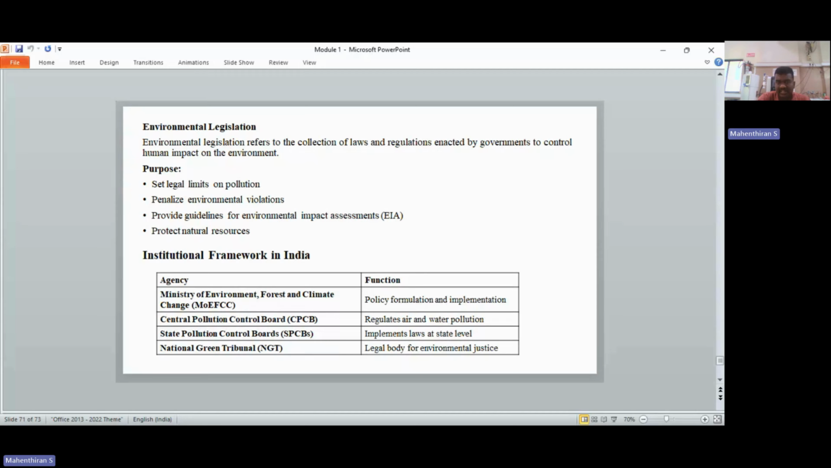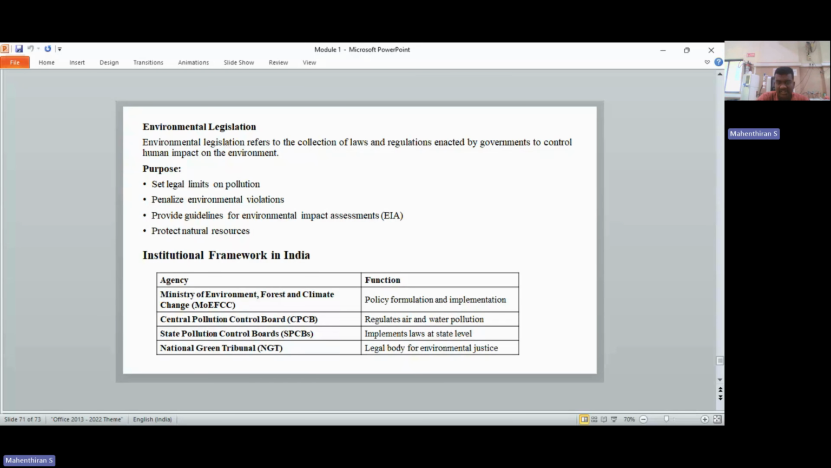The next one is the Central Pollution Control Board. It regulates air and water pollution across the country, sets national standards for pollution emissions and discharges, monitors environmental quality through a network of sampling locations, provides technical guidance to industries, institutions, organizations or agencies, and conducts research and publishes data.